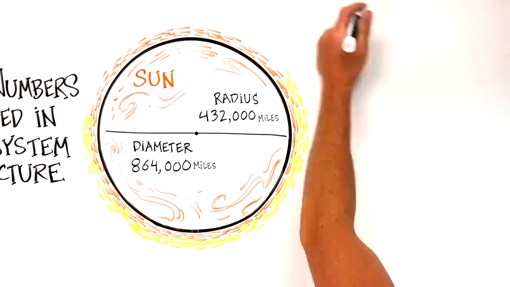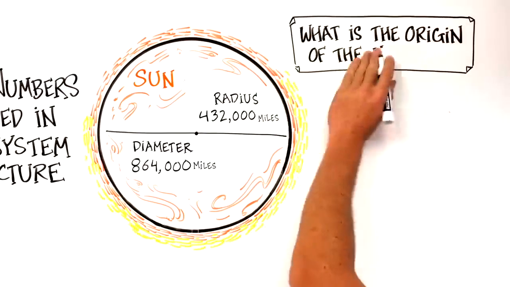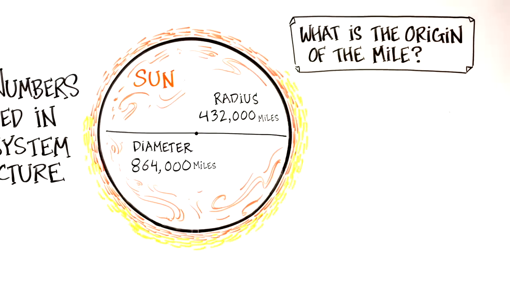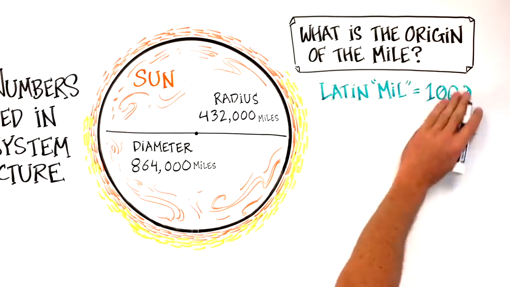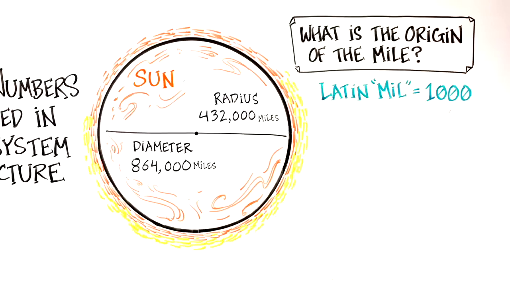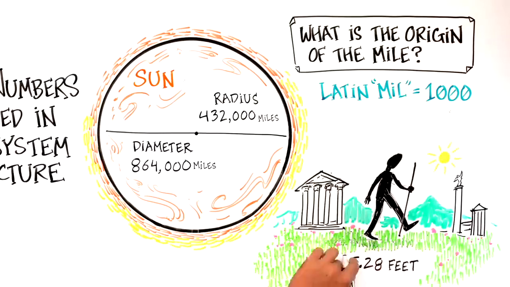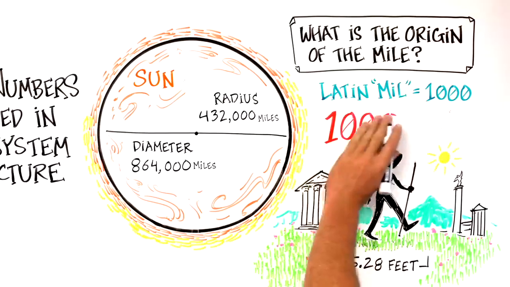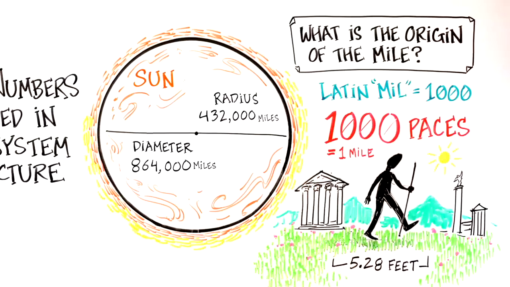And by the way, what is the origin of the mile unit that we use? Anybody know? Origin of the mile, it comes from the Latin word mil, which means 1,000. So it's talking about 1,000 something. What would it be talking about? 1,000 what? 1,000 paces that average 5.28 feet in length.